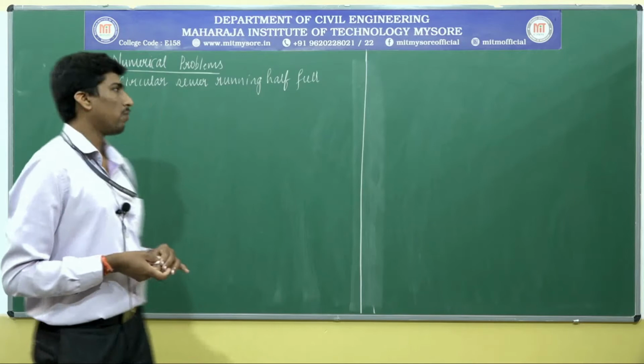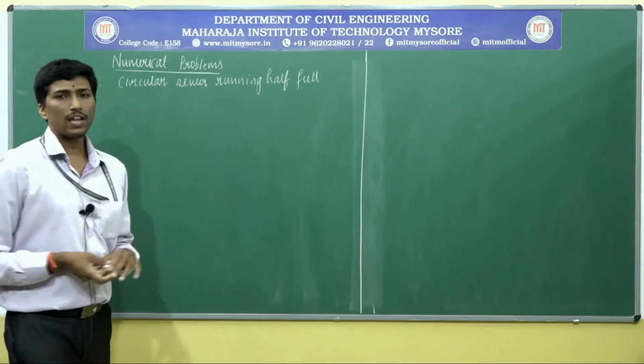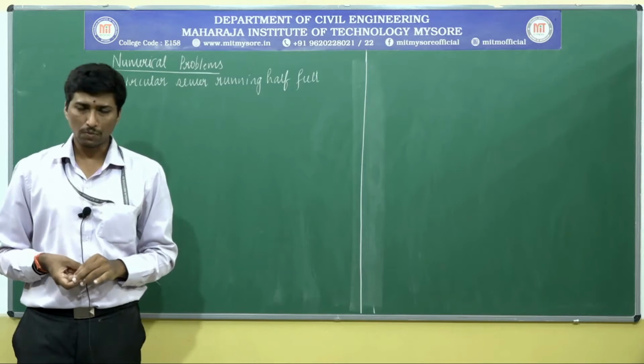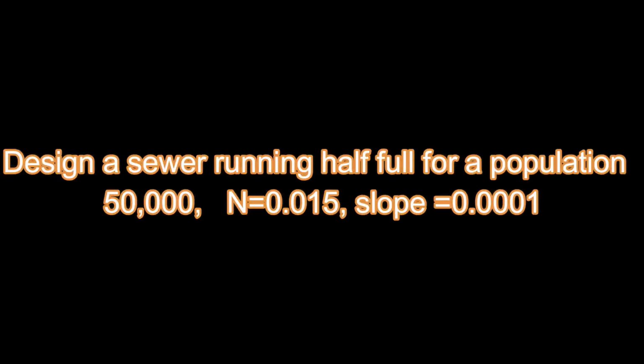Now, let us take up the problems related to the circular sewer running half full condition. Take down the problem. Design a sewer running half full for a population of 50,000, assume n is equal to 0.015 and s is equal to 0.0001. Once again, I repeat: design a sewer running half full for a population of 50,000, assume n is equal to 0.015 and s is equal to 0.0001.